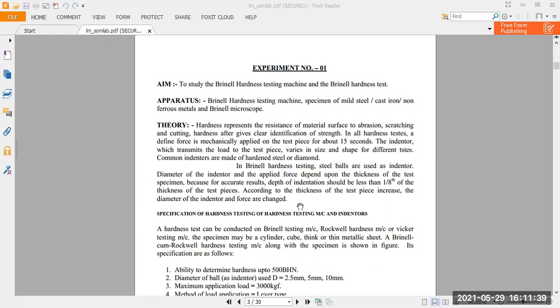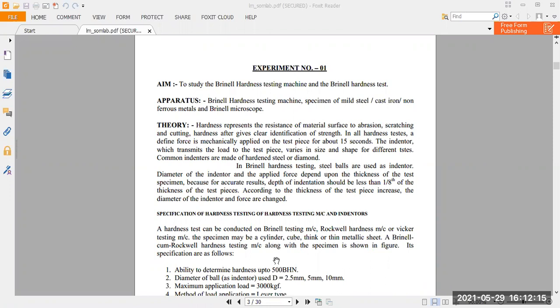Now, what is the specification supposed to be for the machine? Specification means the dimension and capacity of the machine. For any type of machine, this term specification applies, which means how much work it can do, what is the biggest amount of material, or the hardest material, which we can check in this type of machine. This gives us the specification of the Brinell machine, Rockwell or Vickers.